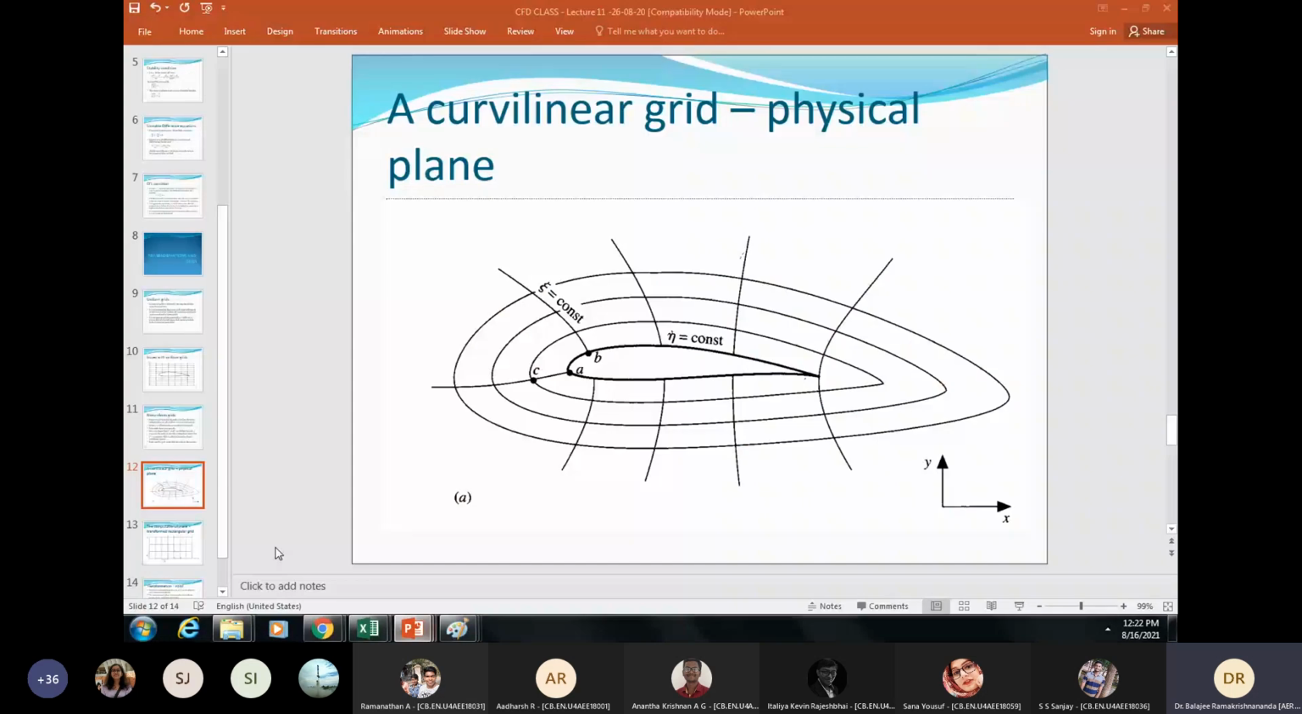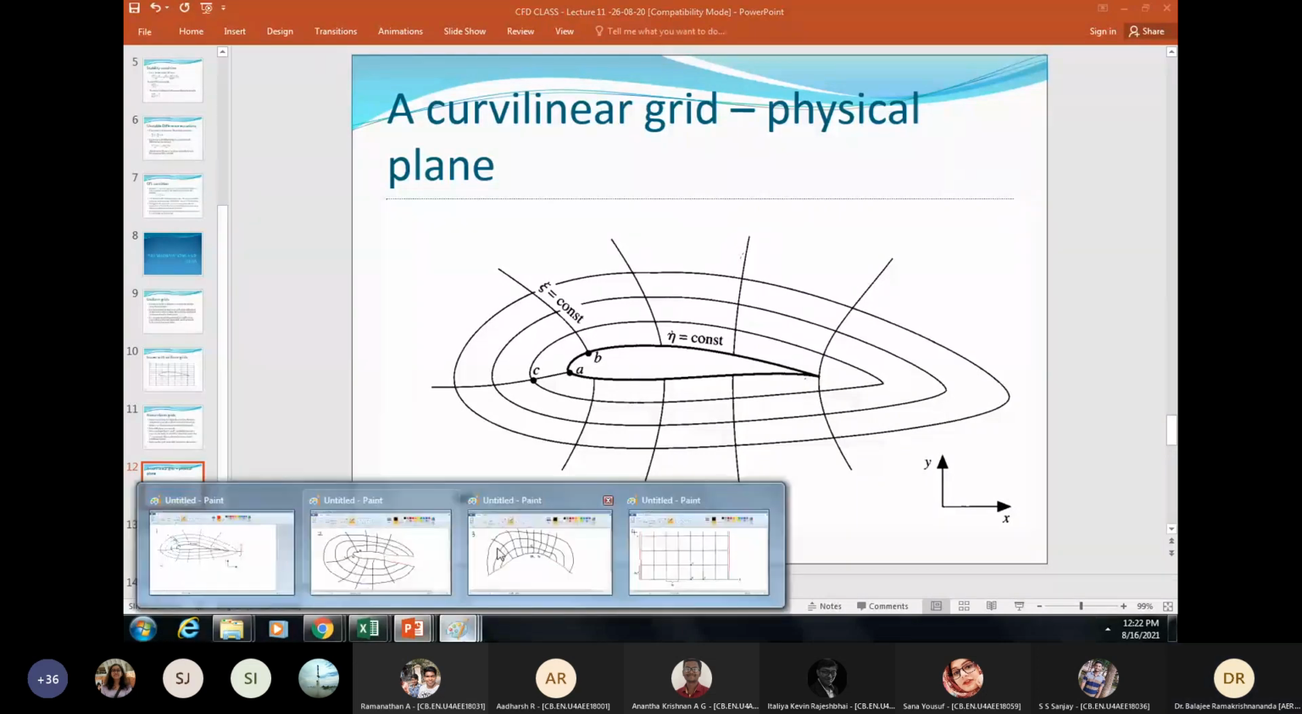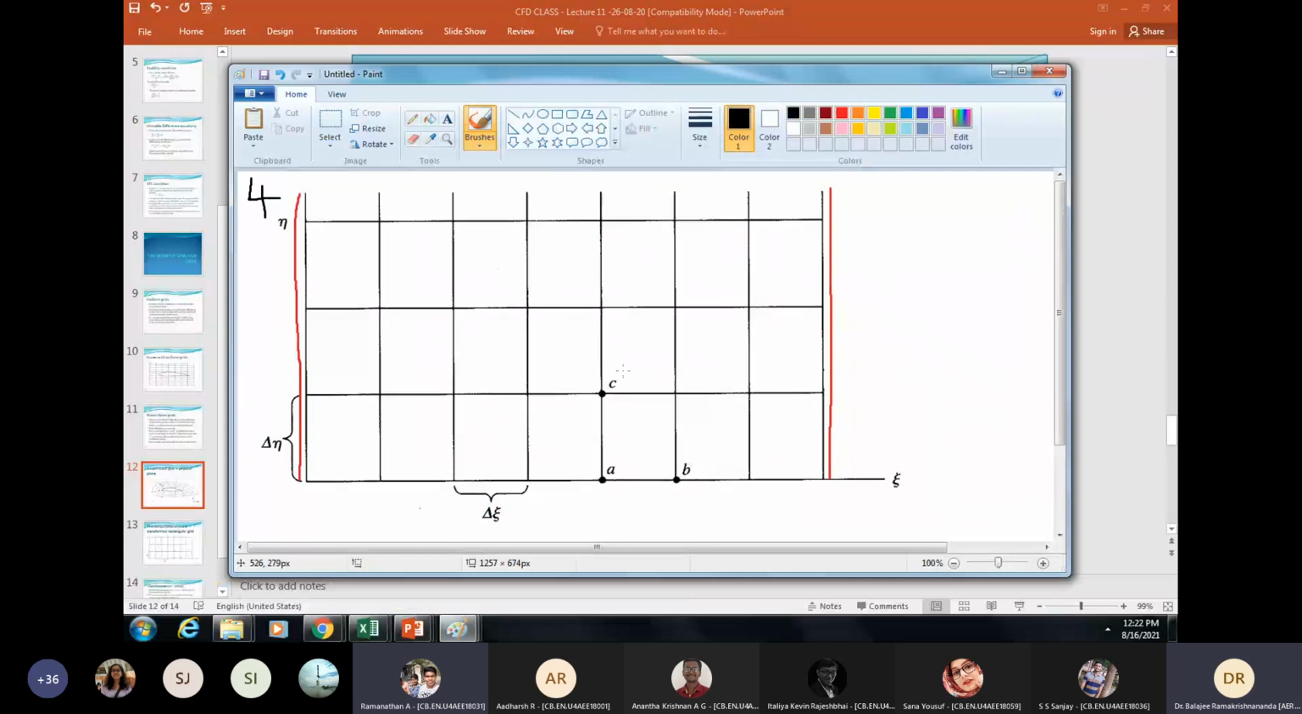See, there is one more problem. Now we have converted this curvilinear grid into a rectangular grid. You solve the problem here. You can apply the finite difference equation because delta z and delta eta are constant here. They were not constant in the physical plane. Correct? Yes, sir. One problem solved, but there's one more problem remaining.